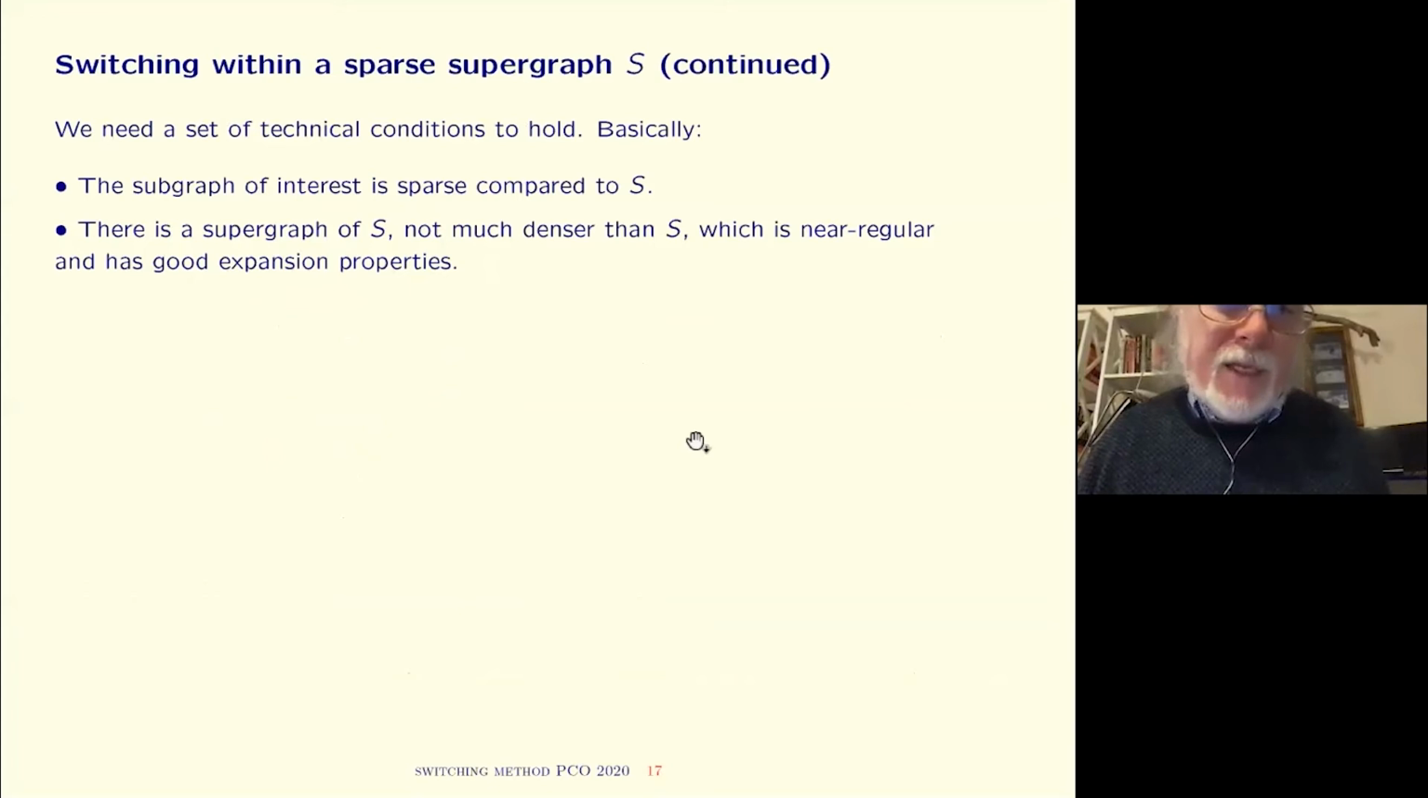There are some technical conditions. The subgraph of interest has to be sparse in S, and S can't be arbitrary. It has to be a subgraph of a yet larger graph, which is not much denser than S and is near regular and has good expansion properties in the sense that all except the largest eigenvalue are comparatively small.